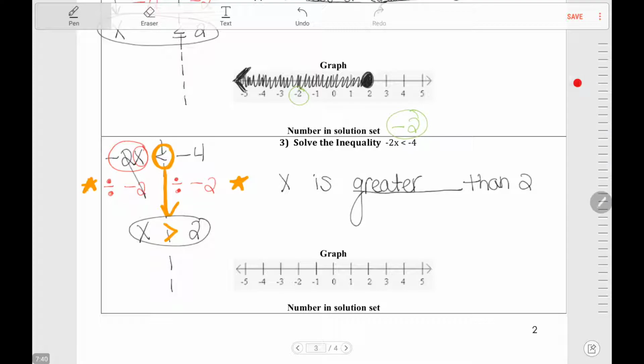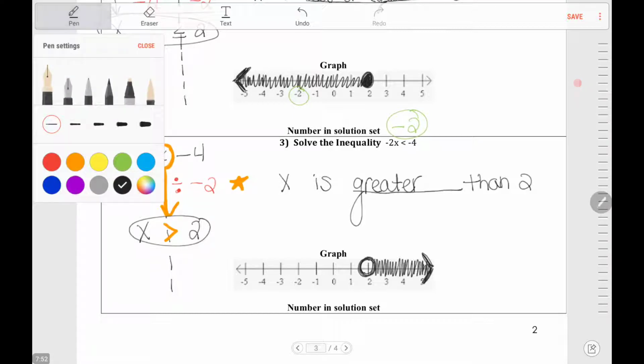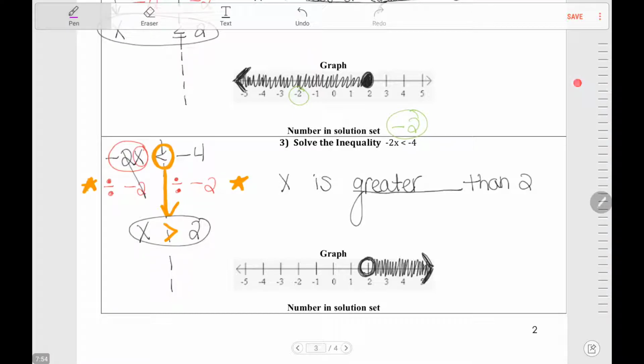So based off our rules up top, that is an open circle at 2. And greater, I'm going to shade to the right. And now I'm going to go ahead and name a number in the solution. And remember, a number in the solution is any number in the shaded. So I see this is in the shaded, so that's the number I'm going to pick. You pick a different one.